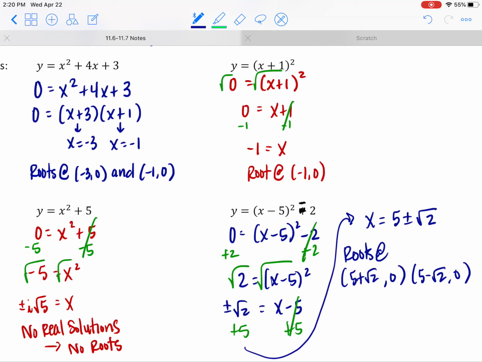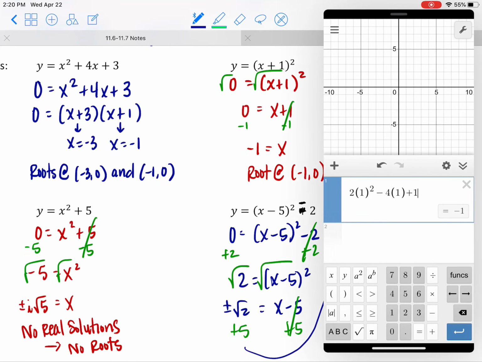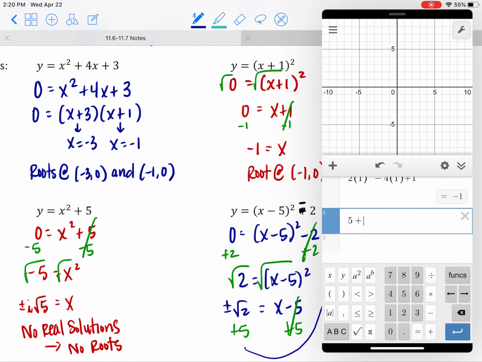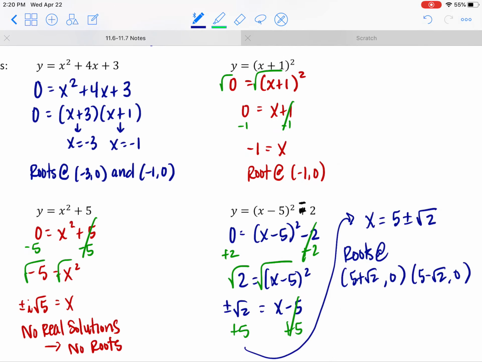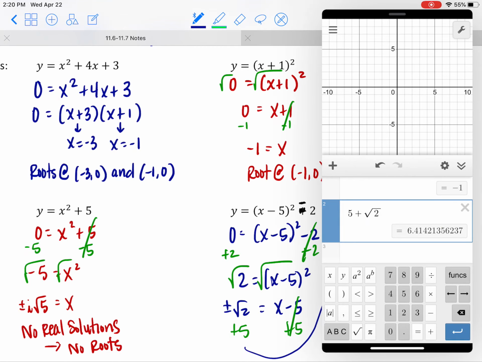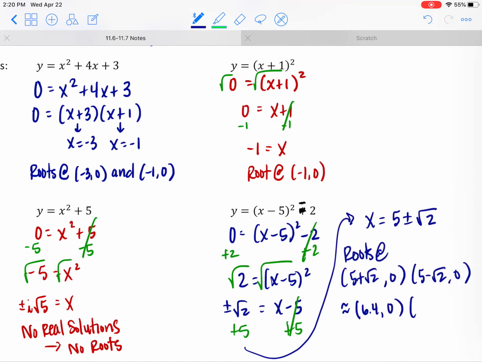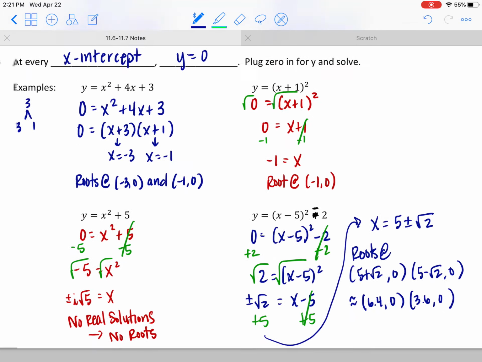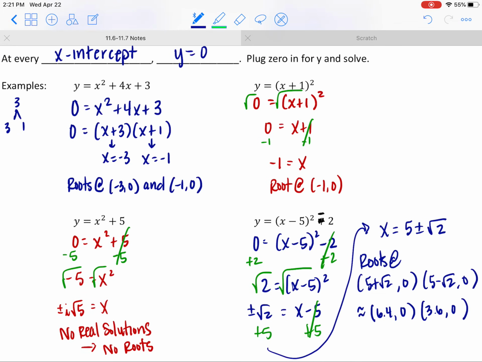Now, these are really roots, right? Roots at (5 plus radical 2, 0) and (5 minus radical 2, 0). But if you were really trying to graph this function using those roots, do you have any idea where 5 plus radical 2 is? Yeah, me neither. So 5 plus radical 2 is about 6.4, so this is at about (6.4, 0), and 5 minus radical 2 is about 3.6. It's about (3.6, 0).